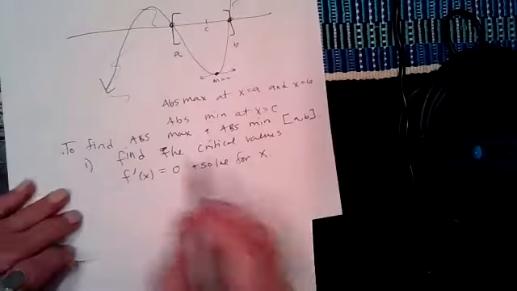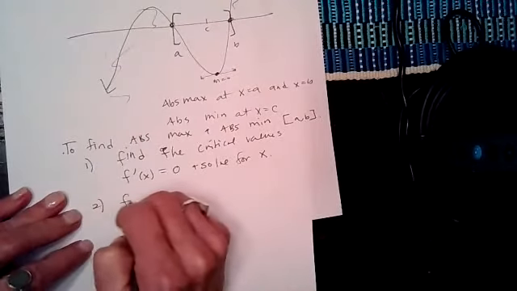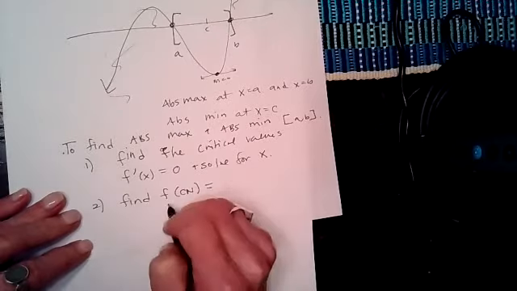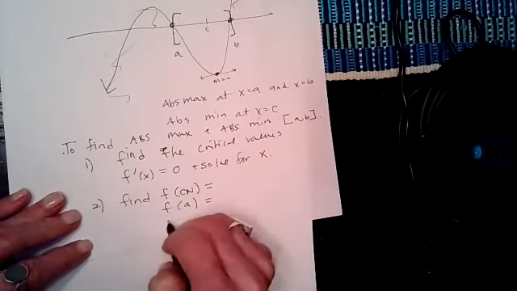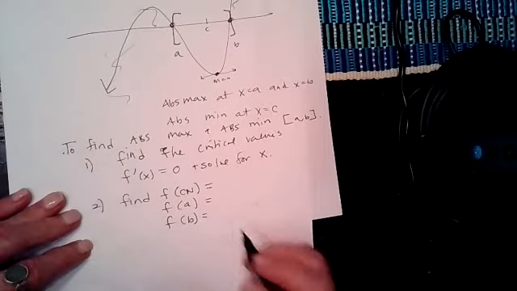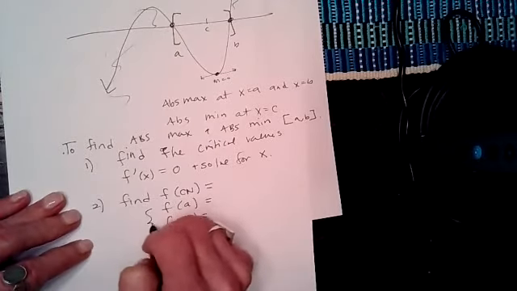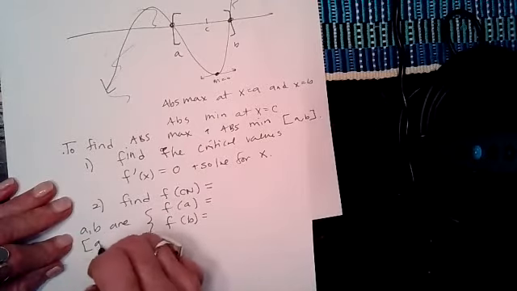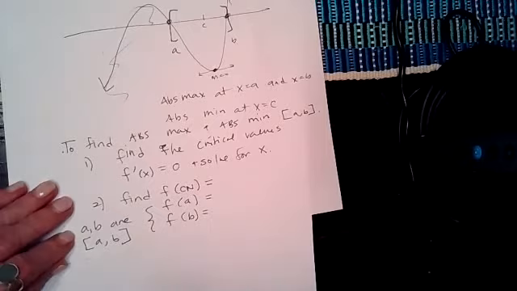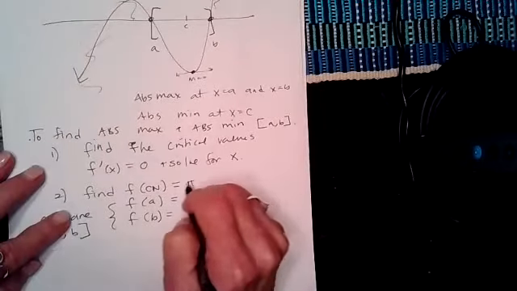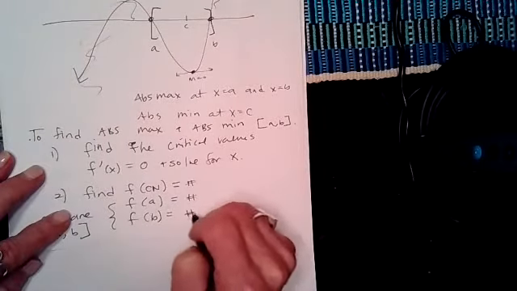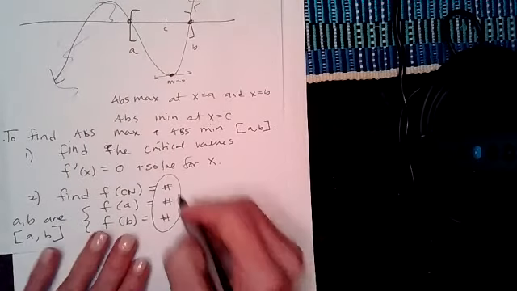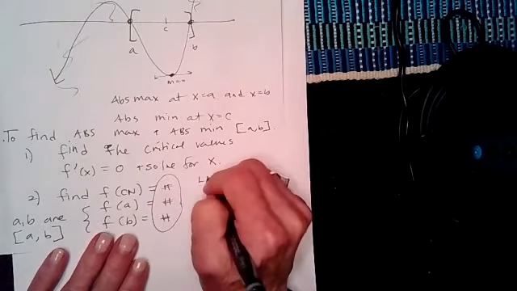So we're going to plug my critical values into my original function, and then plug my endpoints A and B into my original function. A and B are the endpoints. Then I'll look at the numbers I get out. The largest number is the absolute maximum value, and the smallest number is the absolute minimum value.